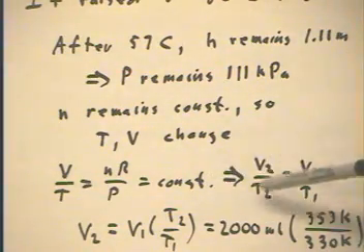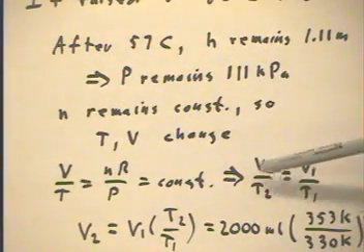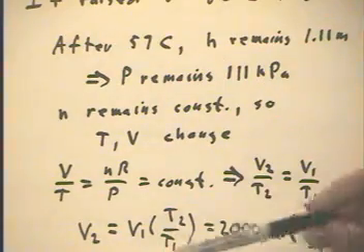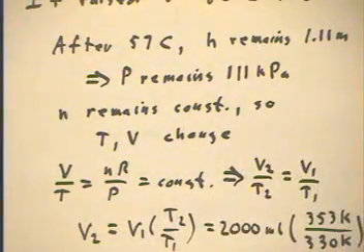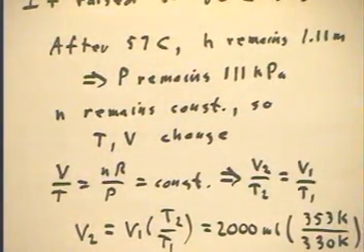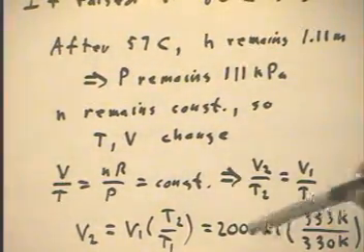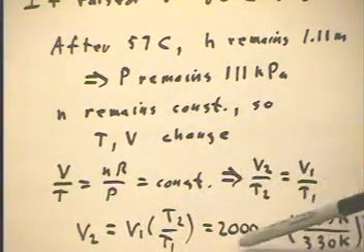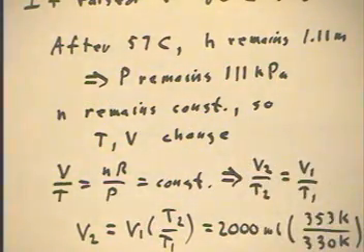And this implies that our ratio of volume to temperature at state 1 is the same as at state 2. So that volume at state 2 is just the temperature ratio times the volume at state 1. And that allows us to very easily determine volume 2. Volume 1 was 2,000 milliliters. That is, we started with 2,000 milliliters of air in the bottle. The temperature ratio is 353 to 330 Kelvin.